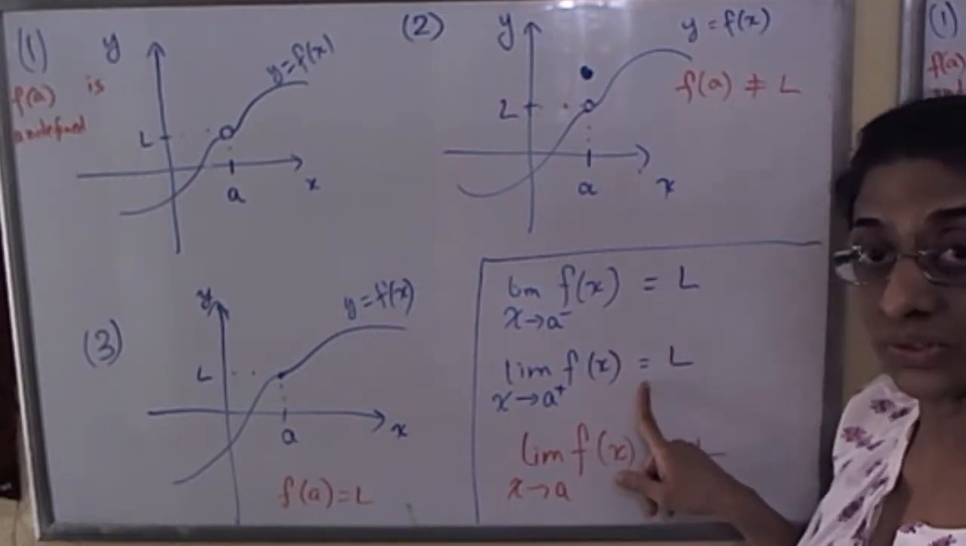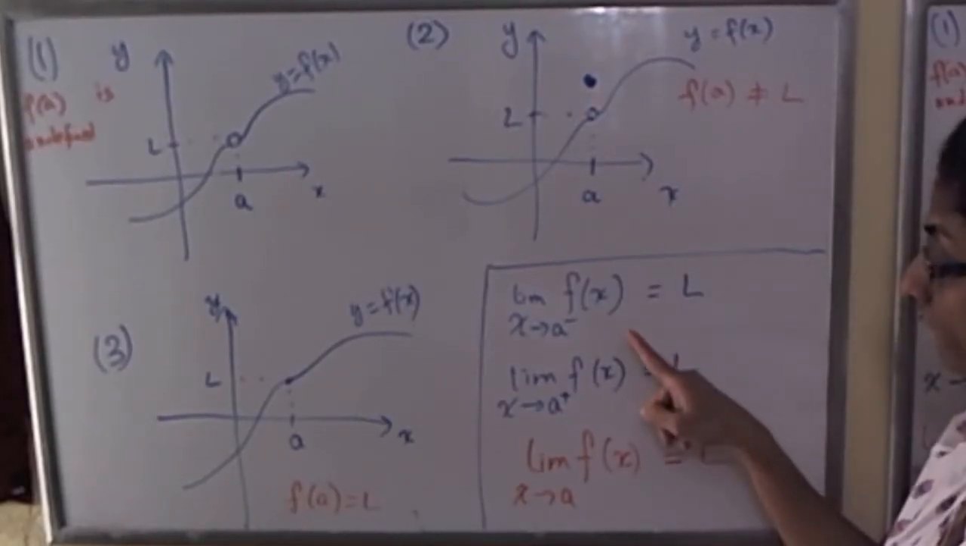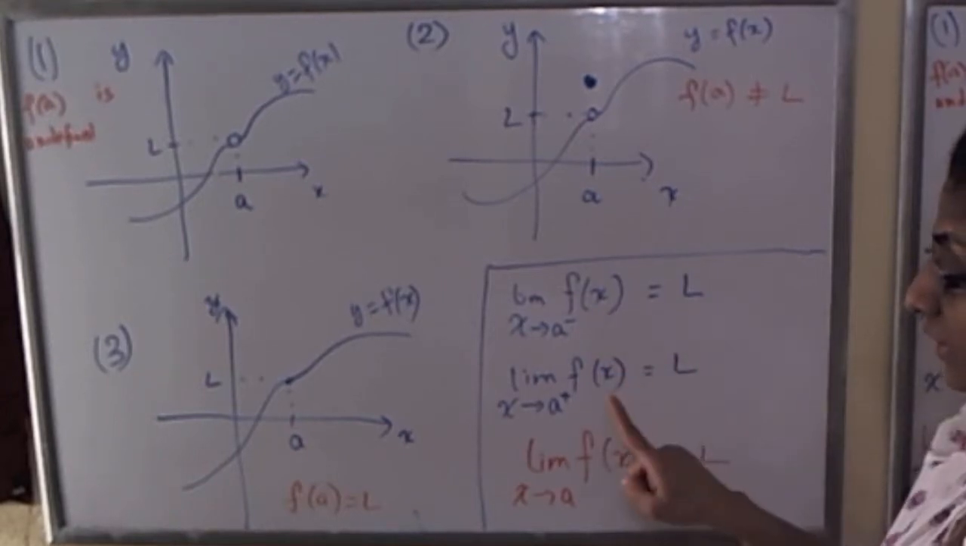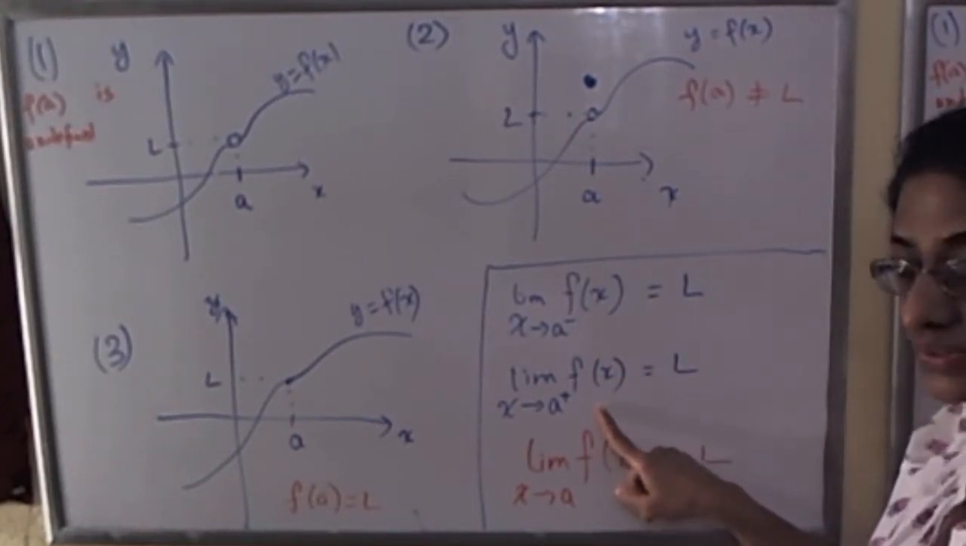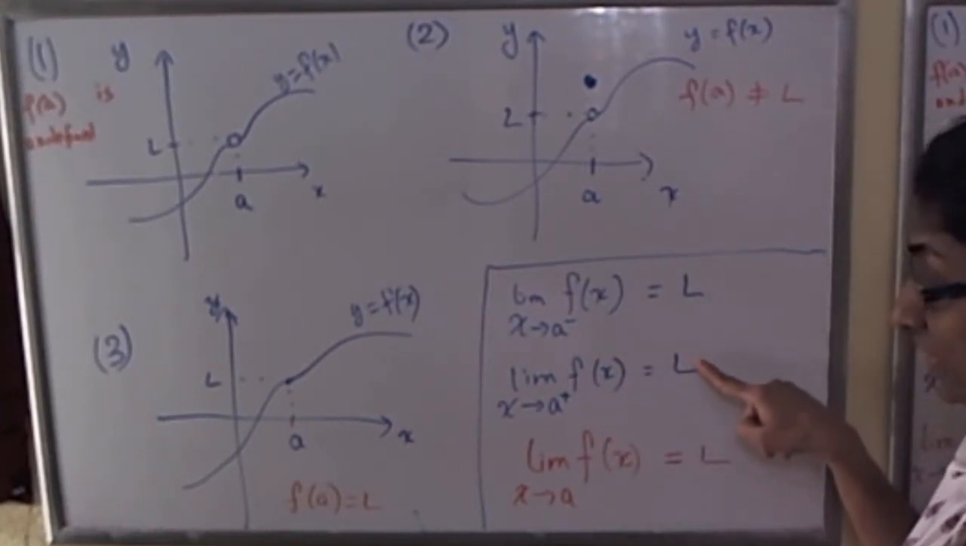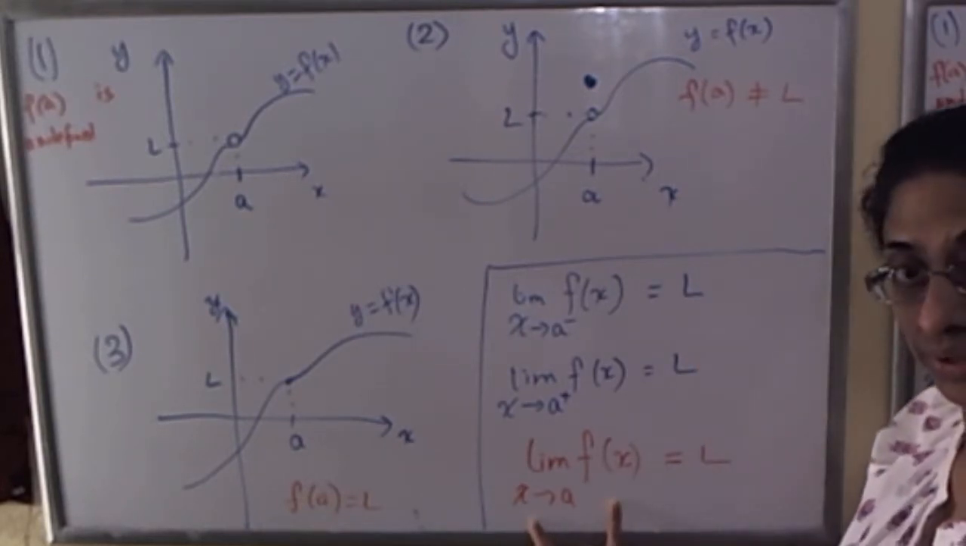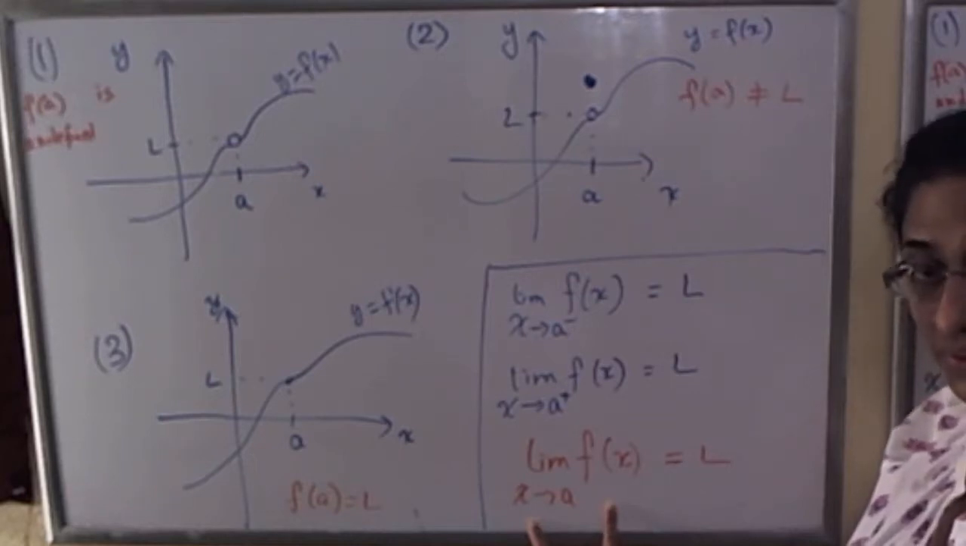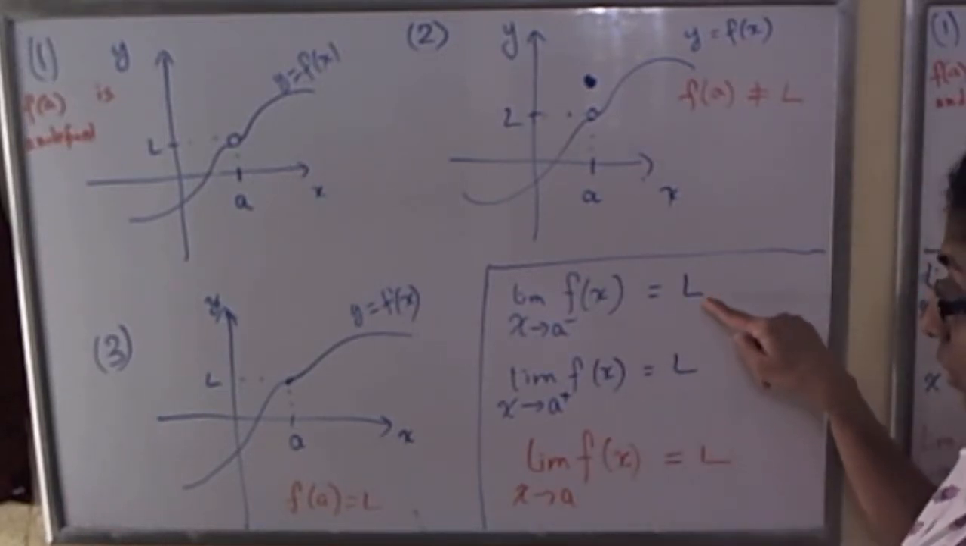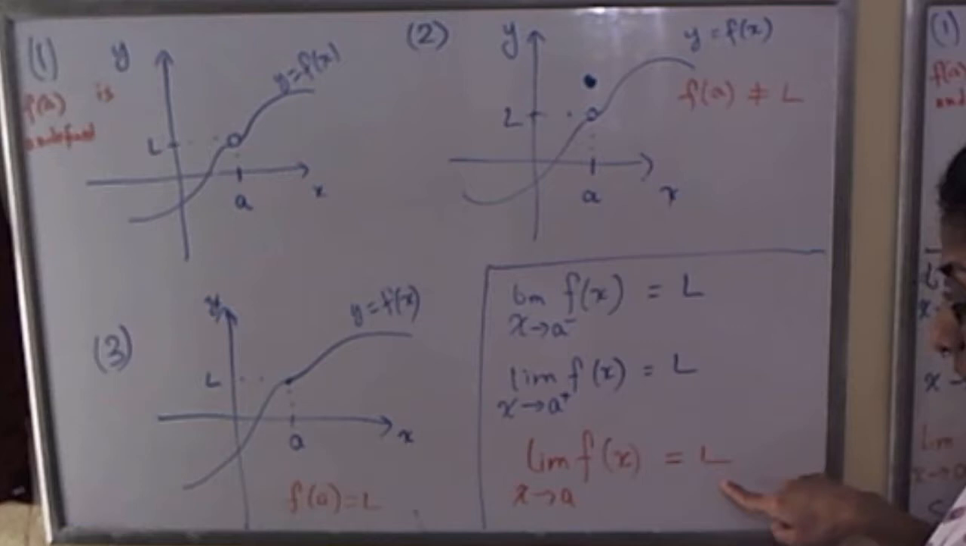Similar argument for this. Since both the left-hand limit and right-hand limit exist and they're equal to the same value, by our definition of the two-sided limit, this two-sided limit exists and it is equal to this exact common value.